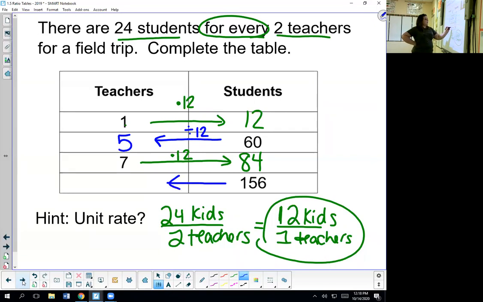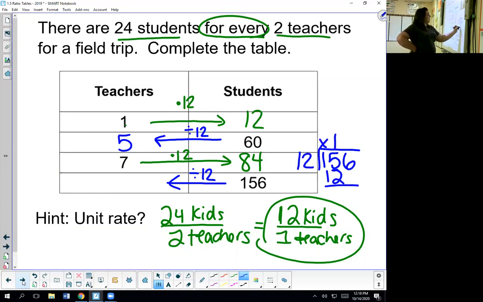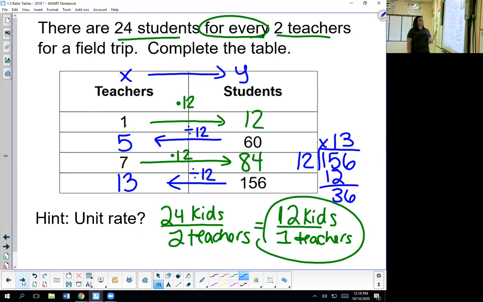Again, the same idea here. If I take 156 and split it between 12 groups, how many teachers do I need? Well, in this case, you might have to do long division. That would be 12, which gives you 36, which would be 3. So it would be 13 teachers. The best way to do this is figure out what is the pattern that you're seeing. What's the unit rate? What's the relationship between my X and my Y? What's the relationship between your input and your output?